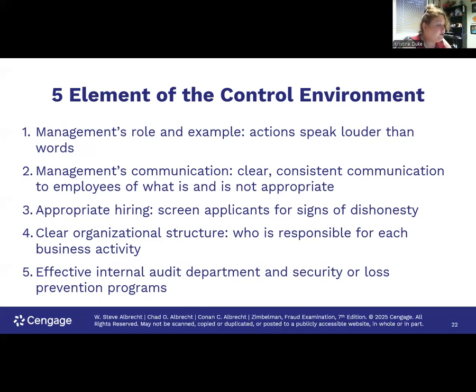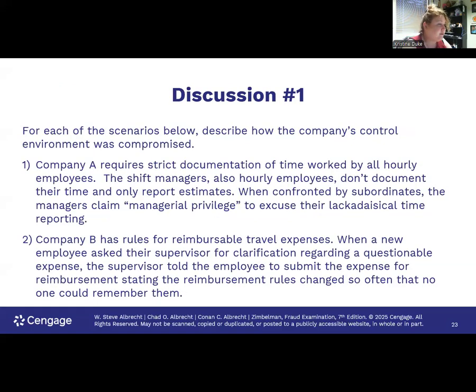Having a clear organizational structure and having an effective internal audit department. So for each of the scenarios below, describe how the company's control environment was compromised. Company A requires strict documentation of time worked by all hourly employees. The shift managers, also hourly employees, don't document their time and only report estimates. Right there. When confronted by subordinates, the managers claim managerial privilege to excuse their lackadaisical time reporting. Okay, that's right there.